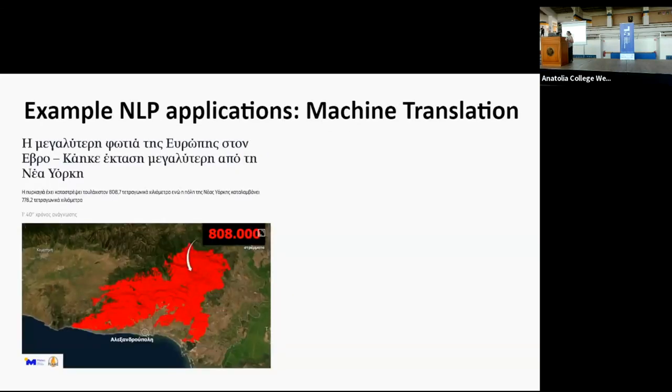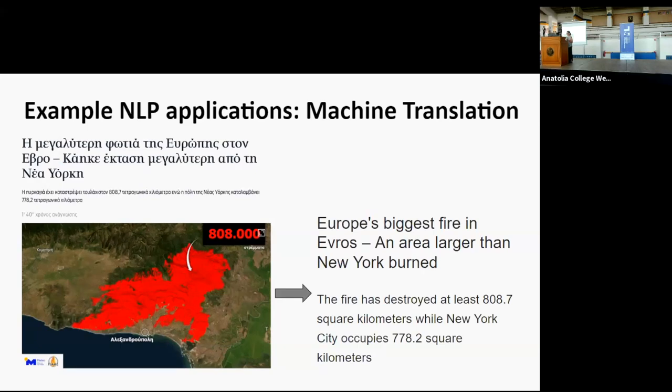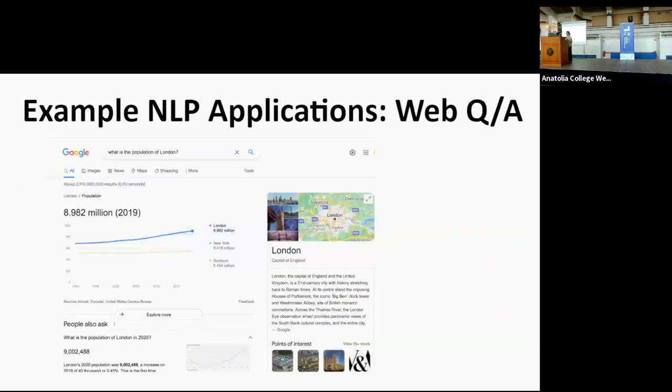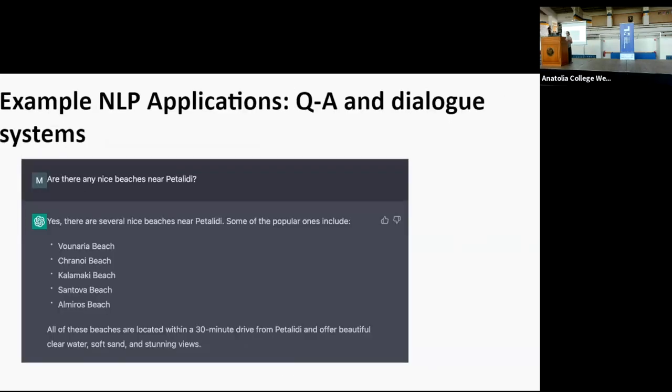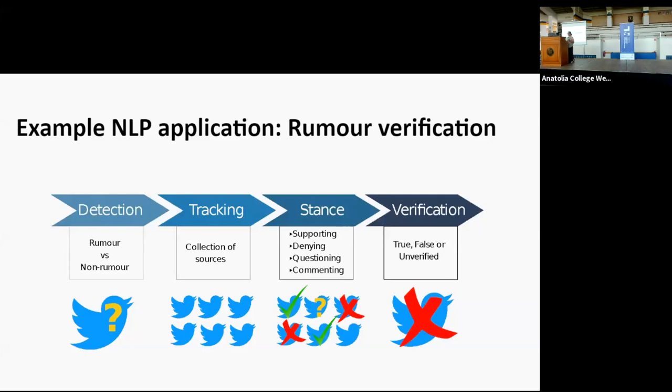I don't know whether I need to give you some examples, but just as an example of what you can do, you have this article in Greek, and then you can translate it into English and find out about the local news. You can do web question answering, and of course, more elaborate question answering with systems like ChatGPT. And perhaps an application you don't know so much about is around rumor verification. If there's information circulating on social media, how do you decide whether the claims being circulated are actually true, and what kind of evidence do you have to identify what is happening?